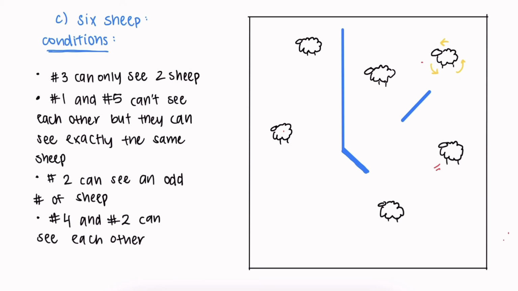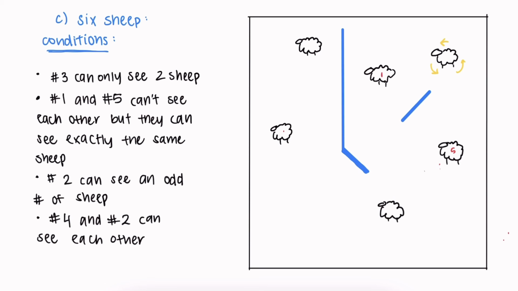So let's go to a different one. Number 1 and 5 can't see each other, but they can see exactly the same sheep. So where is a wall blocking, but they can see the same sheep? If we look right here and here, these sheep can't see each other, but they see the same 2 sheep, right? So that means one of these has to be 1 and the other has to be 5. So for now, we're going to call this one 1, this one 5.